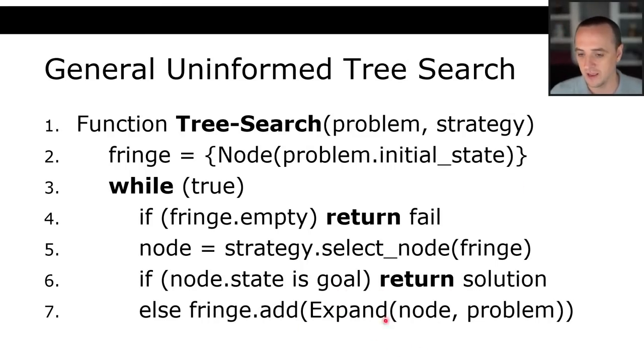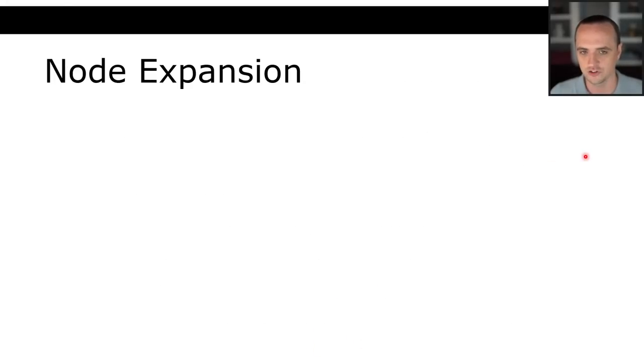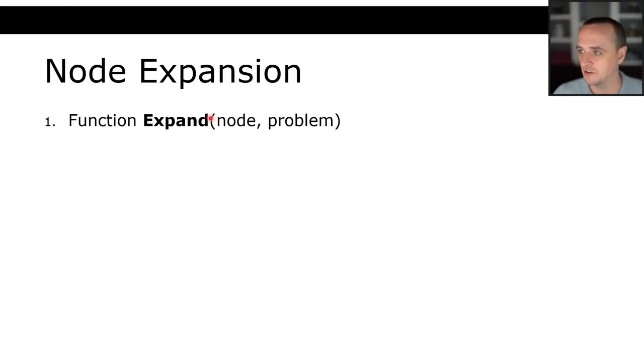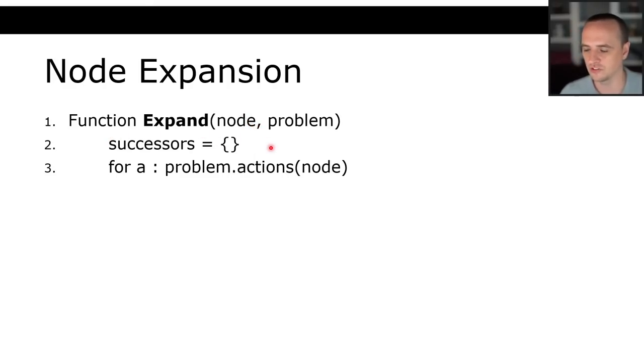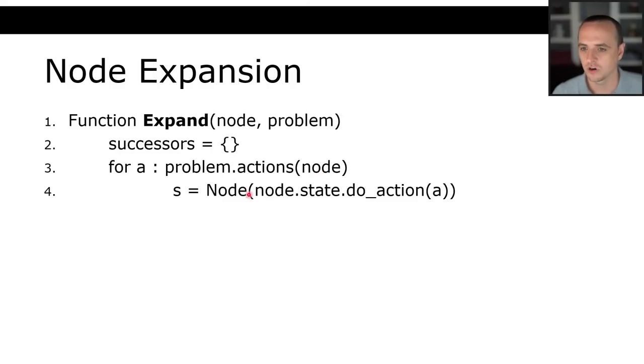So I just said the expand down here. So let's look at what that expand function does. This is the function expand. It's going to take in a node that it wants to expand and the problem description. So what we are doing in the expand function is we are generating the successors, right? We're generating the child nodes in that tree. So we've got some collection to store those successors. Then for every action in the legal actions at that node, we're going to generate a new node. So we're going to say whatever the original node's state is, we're going to do the action A and create a new node based on that. We're going to call that S. The parent of S is the original node, right? So the parent is the node that created this new node.